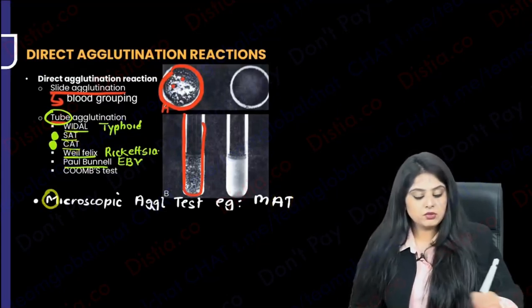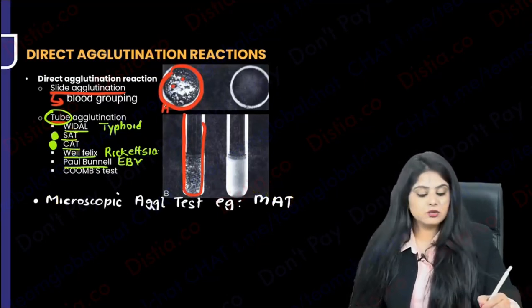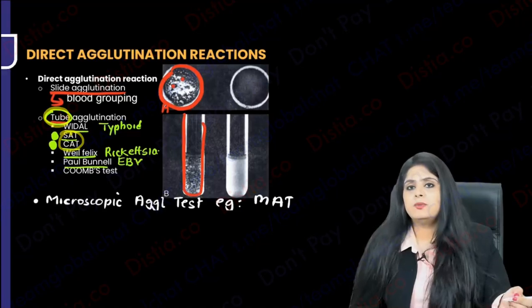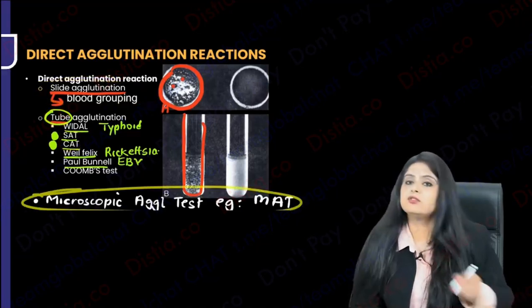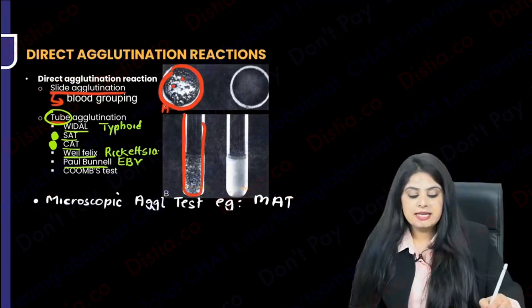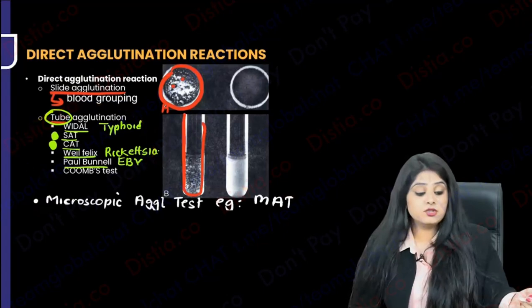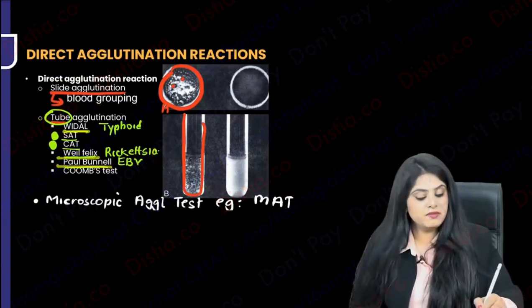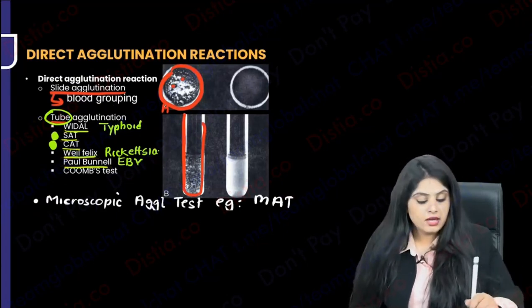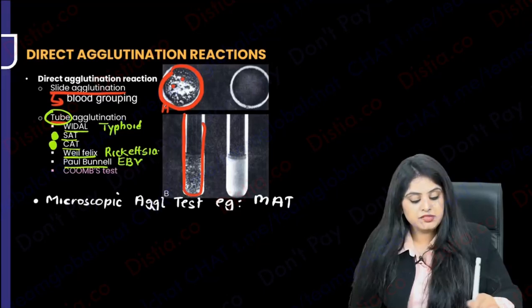You should be knowing microscopic is obviously under the microscope, but the other ones are going to be tube agglutination. So in slide there is only blood grouping. In microscopic there is only the microscopic agglutination test. Everything else comes under tube agglutination. So what? Vidal for typhoid, Weil-Felix for rickettsia, Paul Bunnell for EBV, cat sat mat, all done. Now what is left? Coombs test.